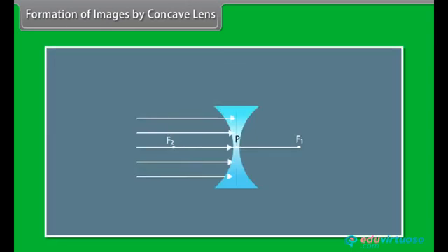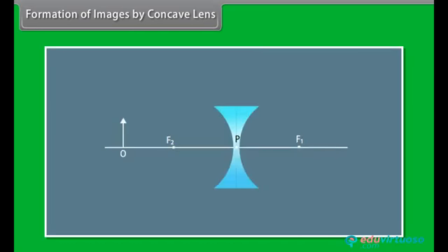When the object is placed at infinity, then the image is formed at F on the same side. The nature of the image is virtual, erect and diminished to a point.